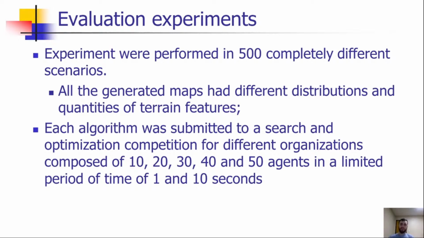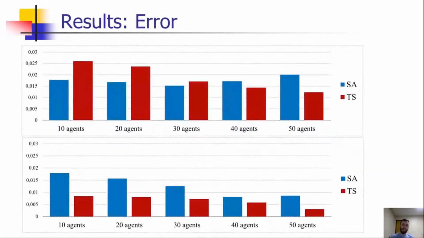Experiments were performed in 500 completely different scenarios. All the generated maps had different distributions and quantities of terrain features. Each algorithm was submitted to a search and optimization competition for different organizations composed of 10, 20, 30, 40, and 50 agents in a limited period of time of 1 and 10 seconds.